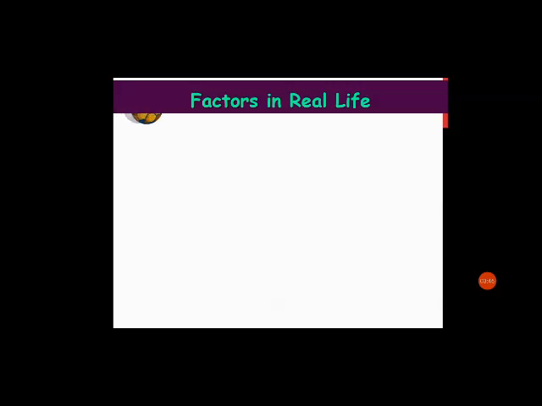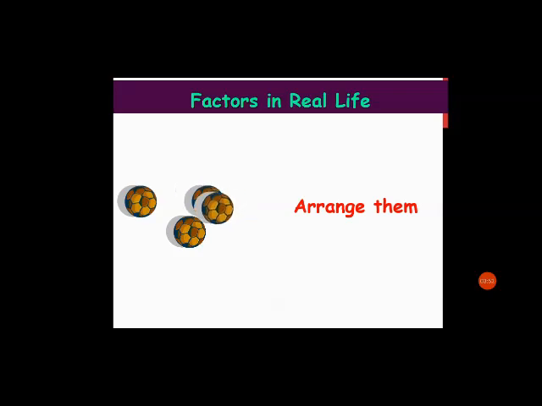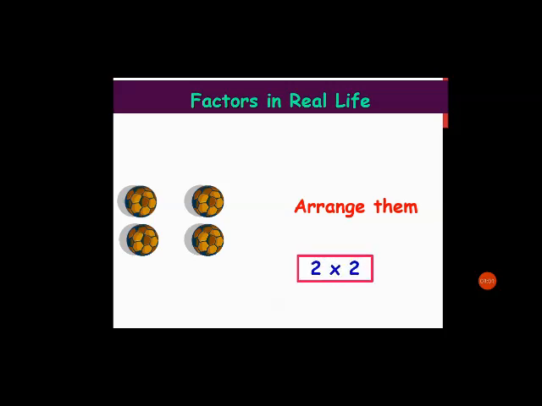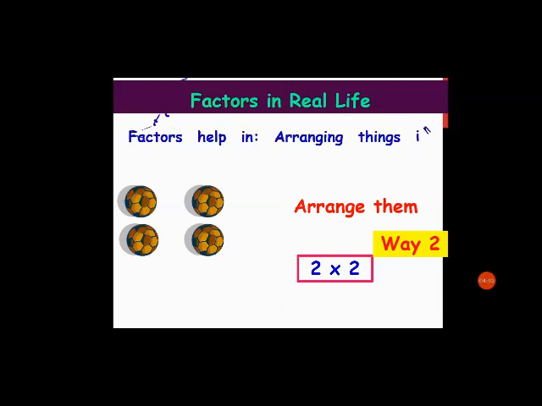I can arrange them differently just by arranging them this way. So let's see. So I can arrange them as you see here. So how many rows do I have? 2 rows and 2 columns. So let's multiply the rows and columns. So it's 2 times 2. So this is another way, which is way 2, in order to arrange these balls. So here we can say that factors help in arranging things in different ways.